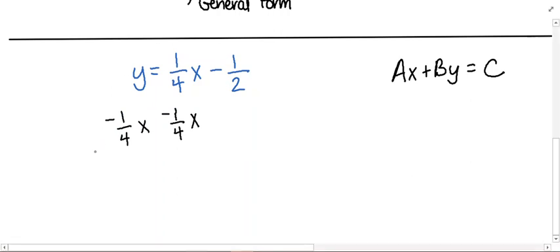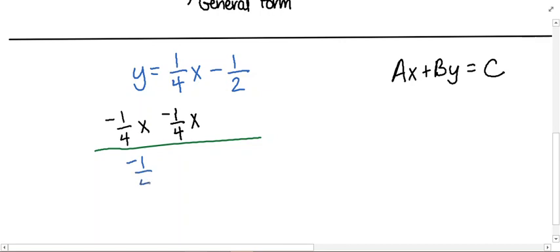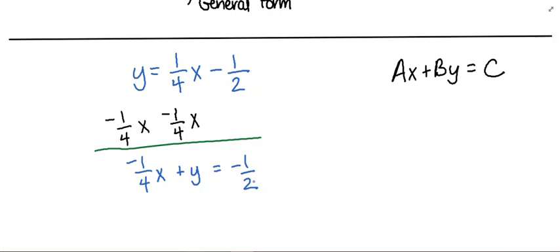So that's going to tell us that negative 1/4 x, sorry, hold on, let me rewrite this. This is going to tell us that negative 1/4 x plus y is equal to negative 1/2. Now the x piece and the y piece are on the same side, but I told you with general form, we typically don't have any fractions in there, so we've got to get rid of the fractions.